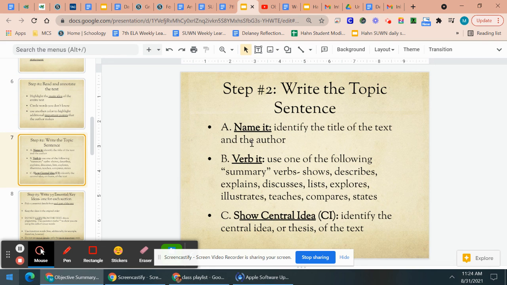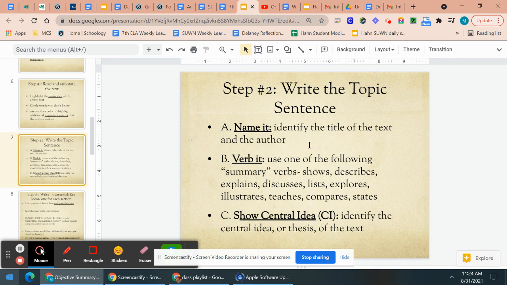Then, step 2, after you've read the article, you've identified the main idea, then you're going to start writing your summary. So you start your summary with what's called the topic sentence. And in the topic sentence, you want to do three things. First, you name it. So you name the title of the text and the author. So you might say, in the article, blah, blah, blah, written by so and so author. So that's the first part of the sentence.